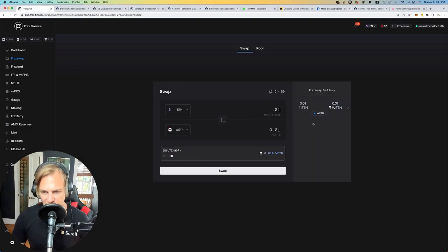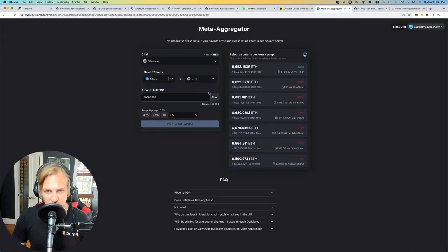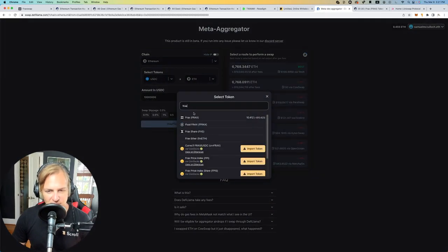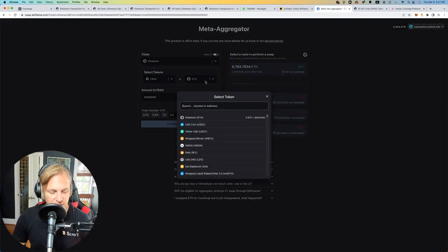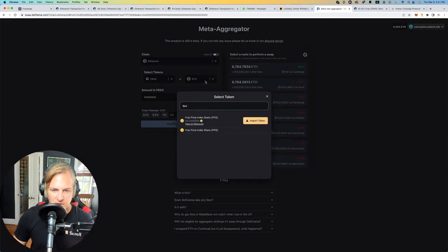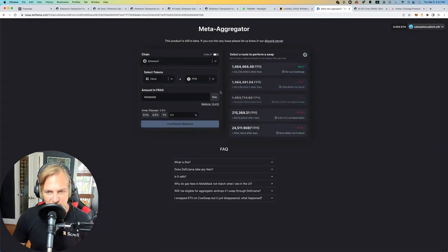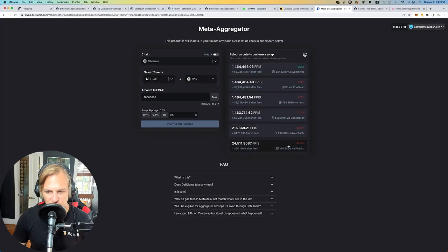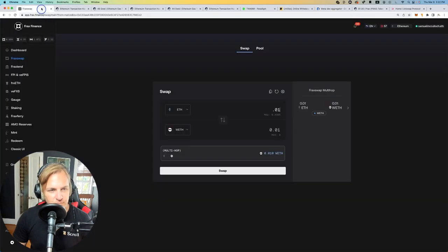You can solve a lot of these issues just by using the DeFi Llama aggregator. It actually aggregates all of the Frax stuff in here. So if you want to swap from like FPIS Frax into Frax shares, it actually uses FraxSwap to do it. It aggregates the aggregators, which is pretty cool. But coming back here, let's swap this ETH to WETH.